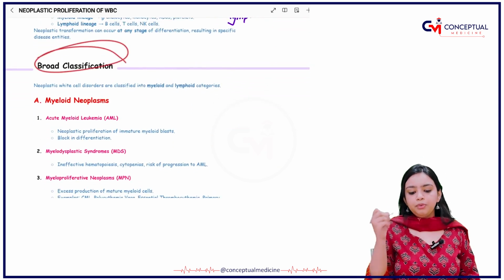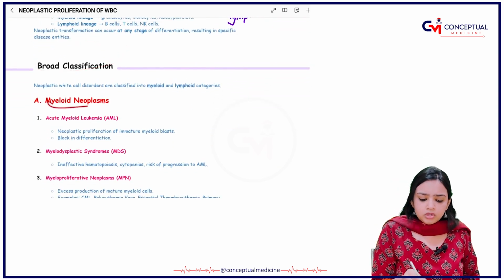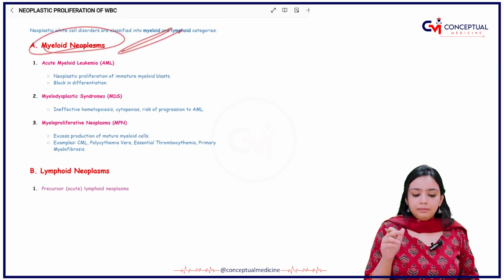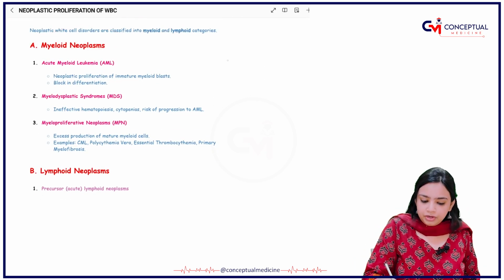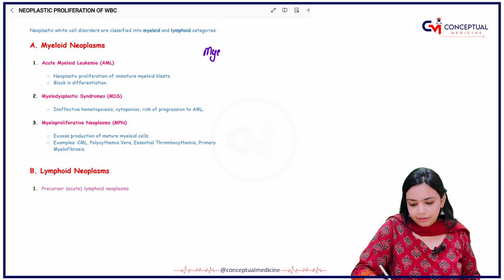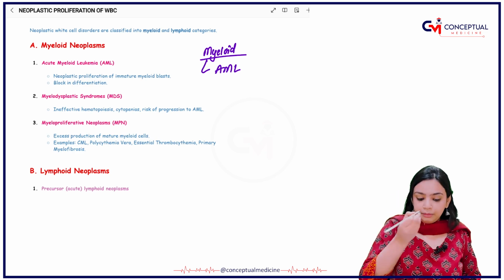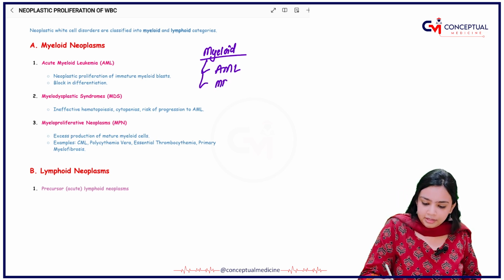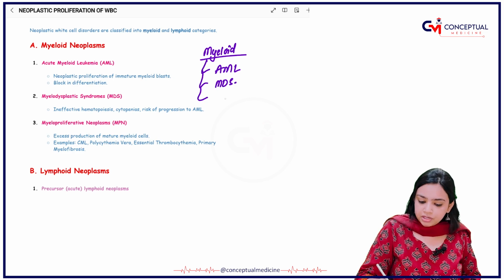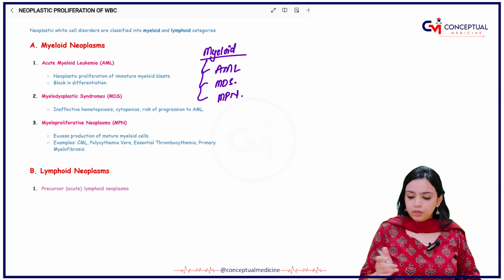Now, coming on to a broader classification. First one is your myeloid neoplasm. In myeloid neoplasm, you have three. In the myeloid one, I need to remember three. What are they? AML, that is your acute myeloid leukemia, then you have MDS, that is your myelodysplastic syndrome, and MPN, that is your myeloproliferative neoplasm.